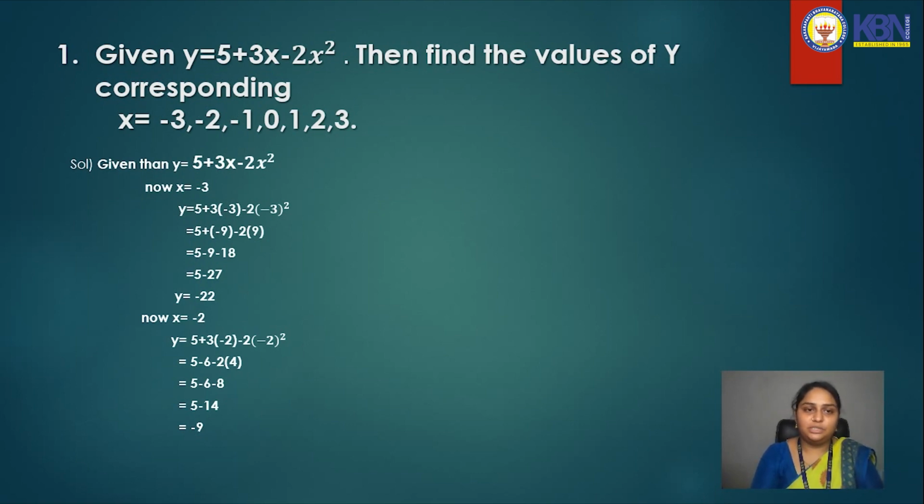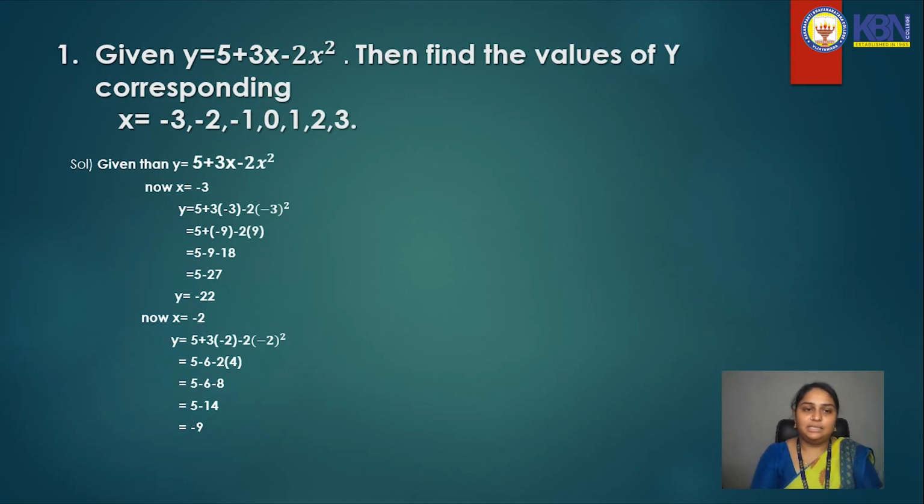Now we have to substitute minus 3 in the given equation y equal to 5 plus 3x minus 2x square. First, y is equal to 5 plus 3 into, in the place of x we have to substitute minus 3. Then we get 3 into minus 3. The next one is minus 2 into, in the place of x we substitute minus 3. Then we get minus 3 whole square.